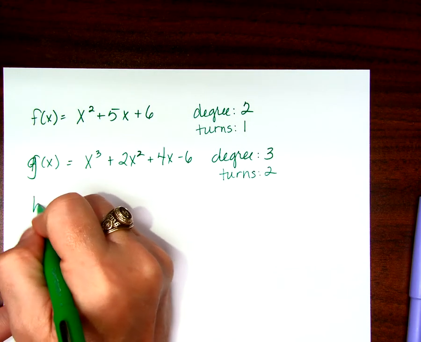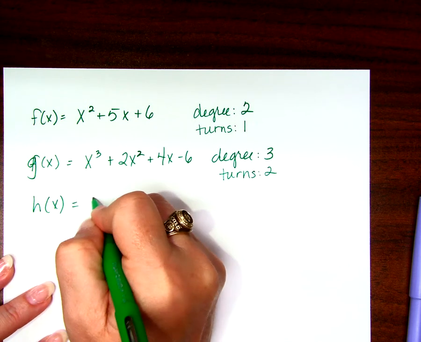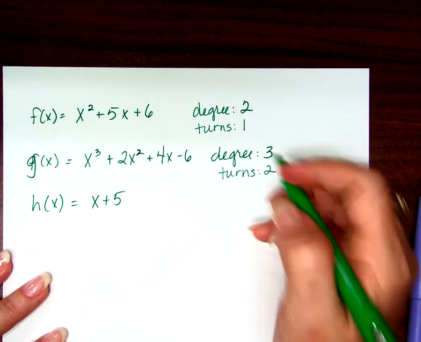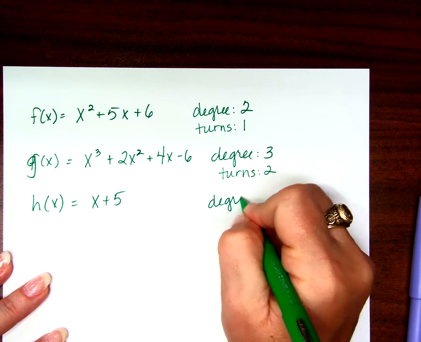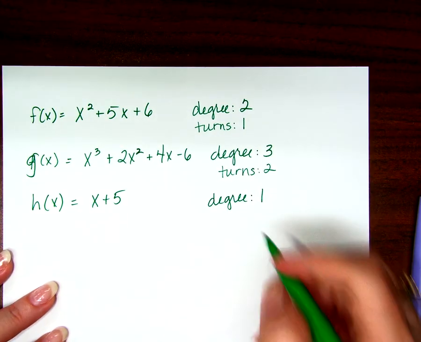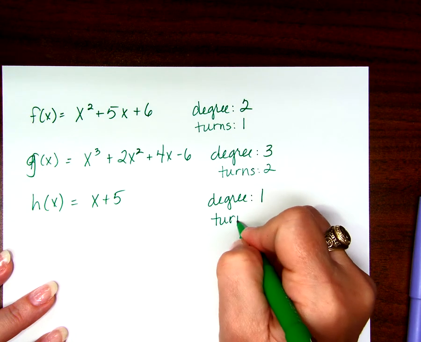Well, what about a line? You know what a line looks like, right? What is its degree? 1. How many times does it change direction? None, so it has 0 turns.